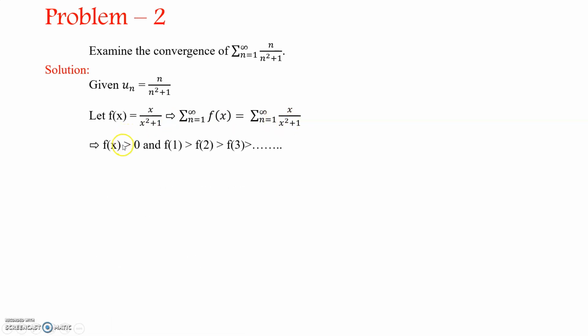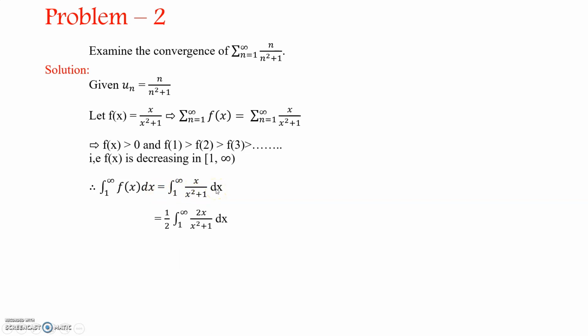Here f of x is greater than 0, and f of 1, f of 2, f of 3, all the values are also greater than 0. Therefore, f of x is decreasing in the interval 1 comma infinity. Next, we have to find the integral for the f of x function. So, integral 1 to infinity f of x dx equal to integral 1 to infinity x by x square plus 1 dx. For the integration of this one, here if you differentiate the denominator, you get the numerator.